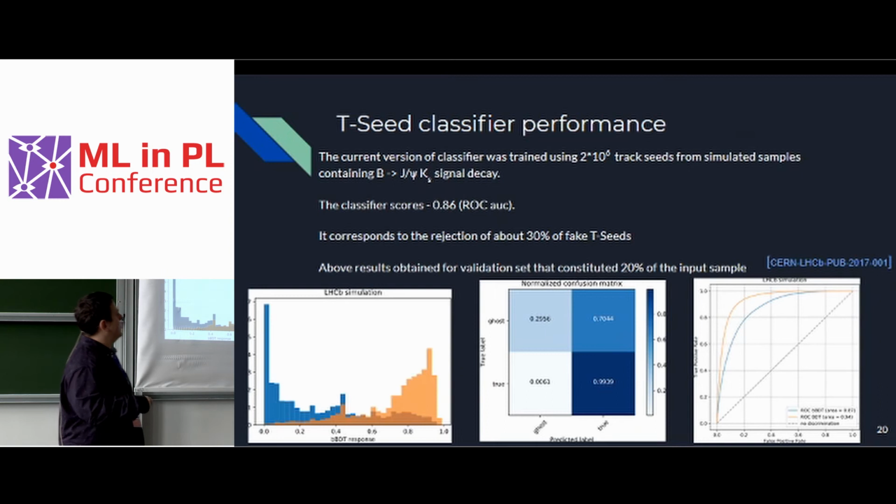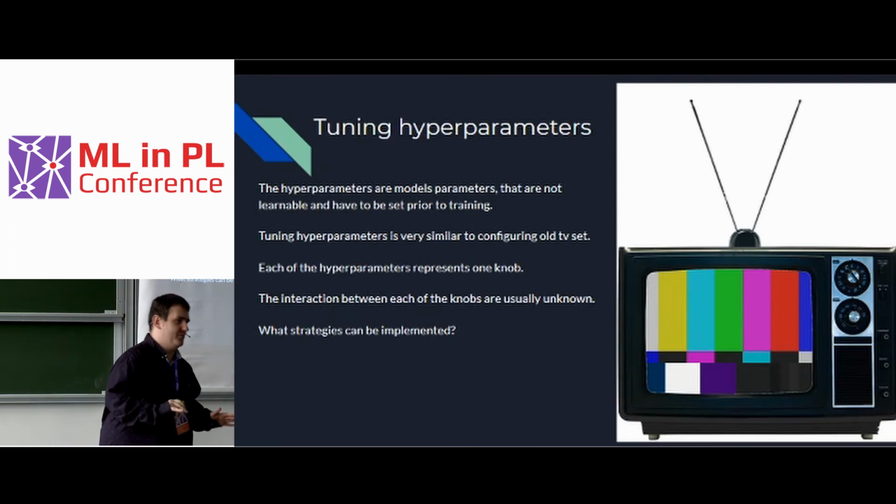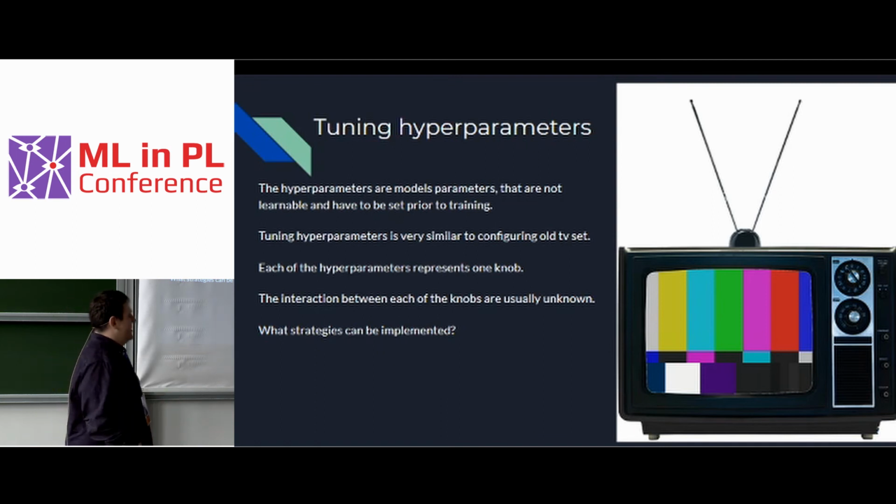So we were able to remove 30% of the fake T seeds. Okay, so how did we achieve this result? First of all, if you know how to play with the hyperparameters and you are an expert on that, you can take a break. If you're not, I will give you some explanation.